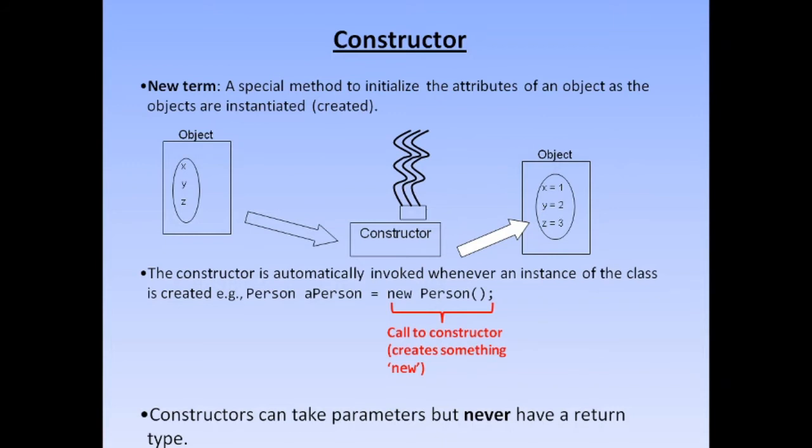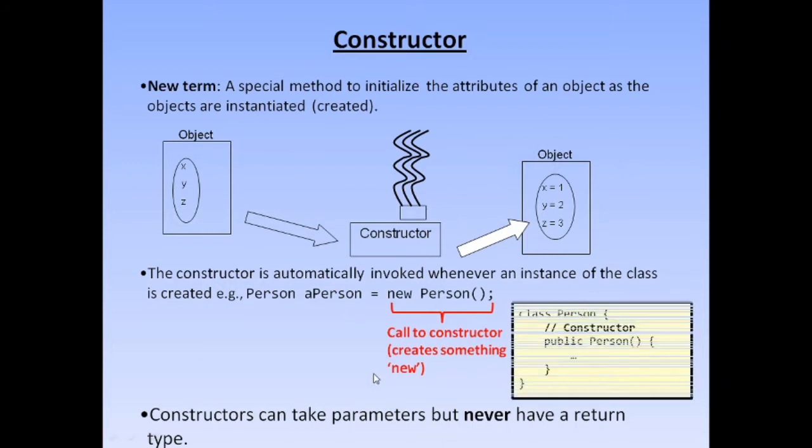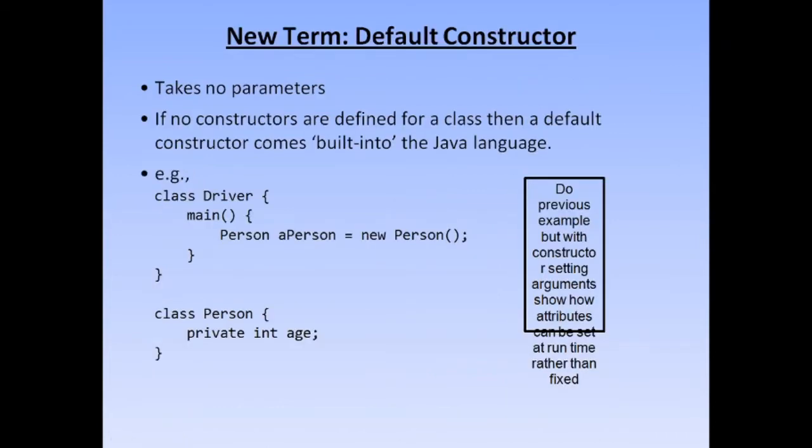This call to a constructor creates something new. What is that new? It is the object. Now, a new term: the default constructor. What is the default constructor that I told you? It takes no parameters. It doesn't have any parameters inside it. And if no constructors are defined for a class, then a default constructor comes built into the Java language.